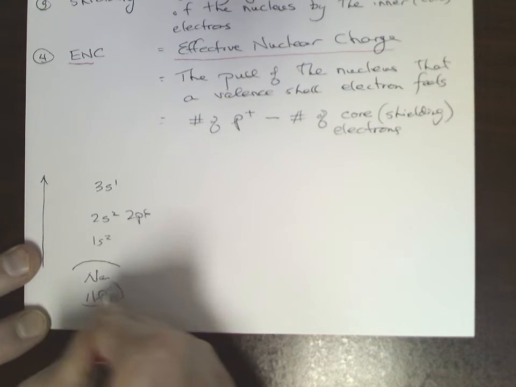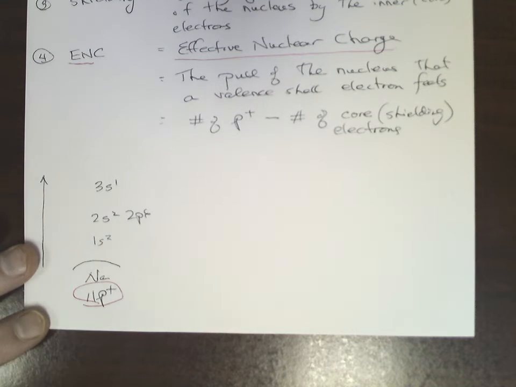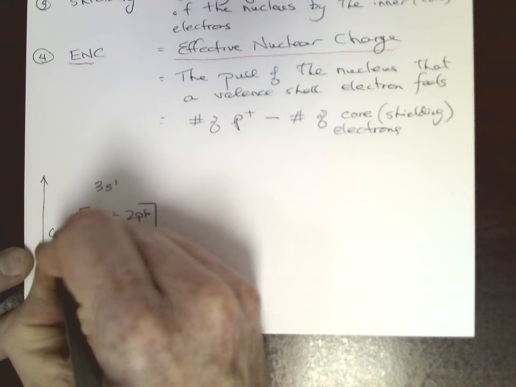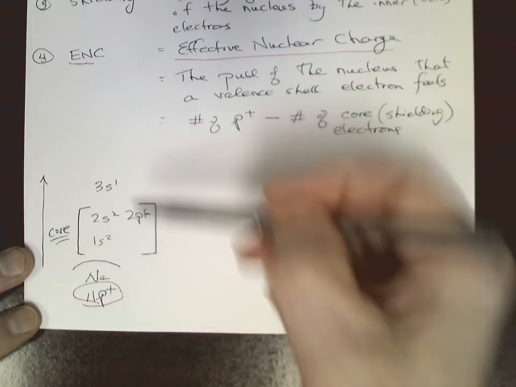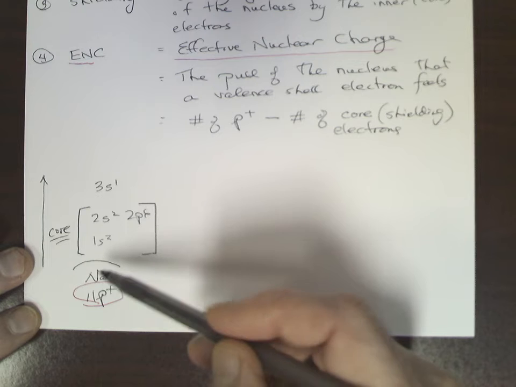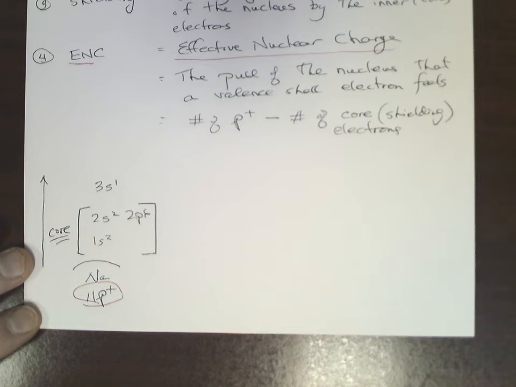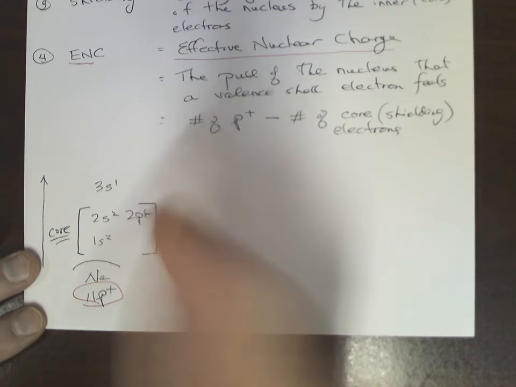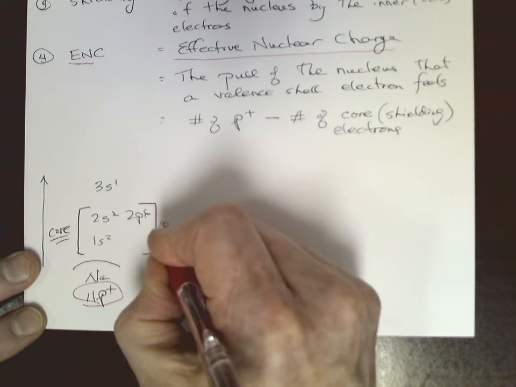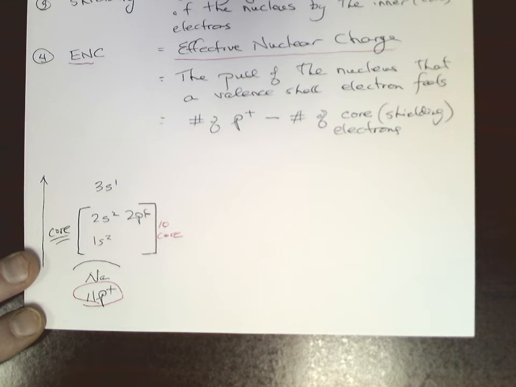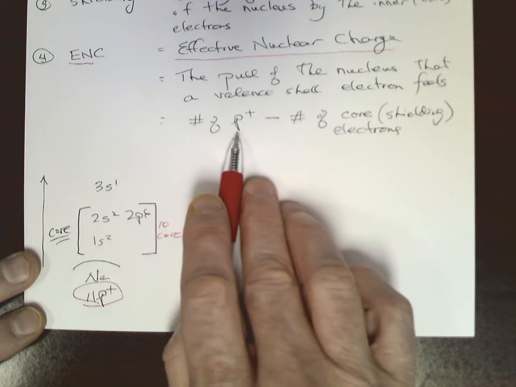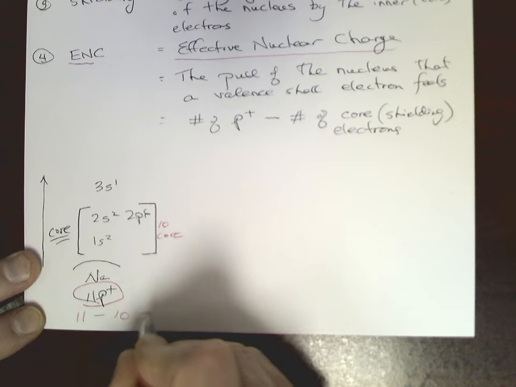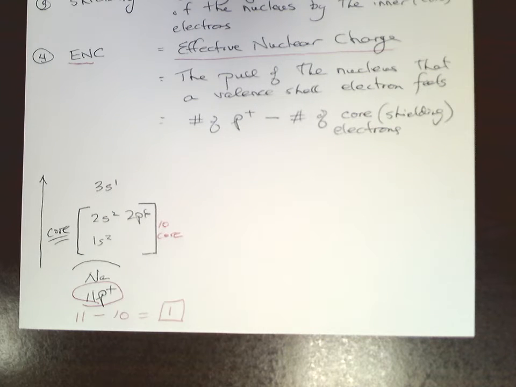Number of protons, right here, 11. How many core electrons does it have? It has these. These are your core, right? Not the valence shell, everything except the valence shell. So how many are there? 2 plus 2 plus 6 makes 10. So there are 10 core electrons here on this guy. So how are we going to calculate the effective nuclear charge? It's the number of protons minus the core electrons. So we have 11 protons minus 10 core. The effective nuclear charge is 1.